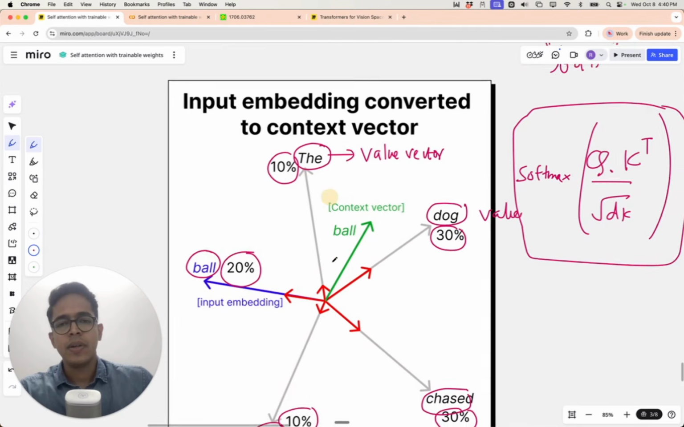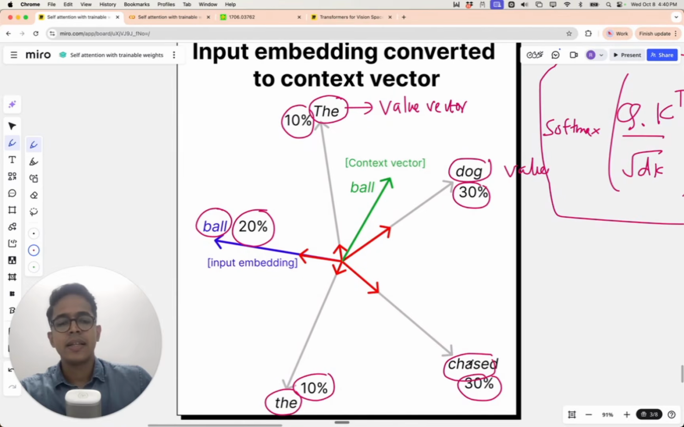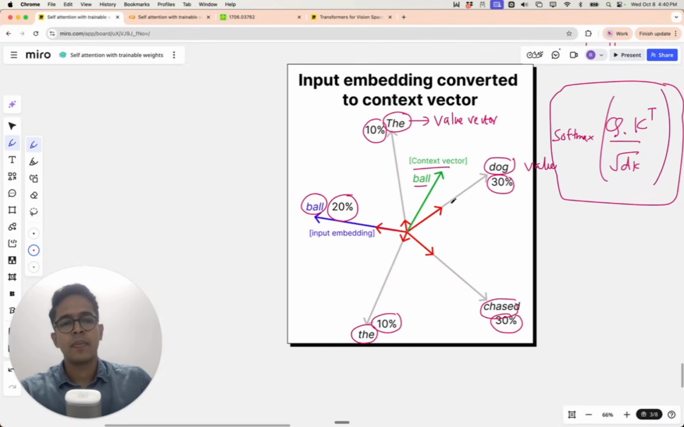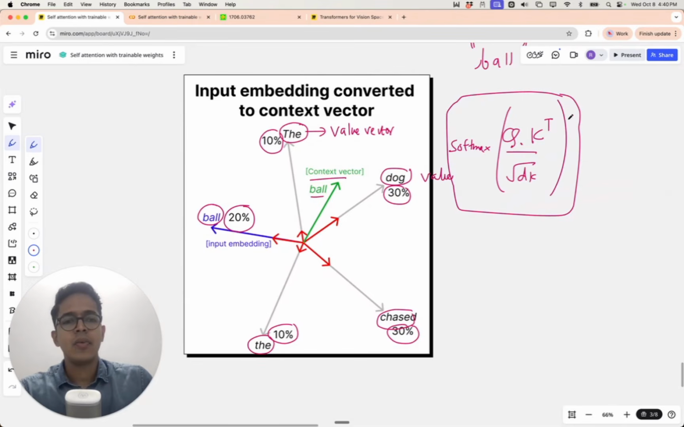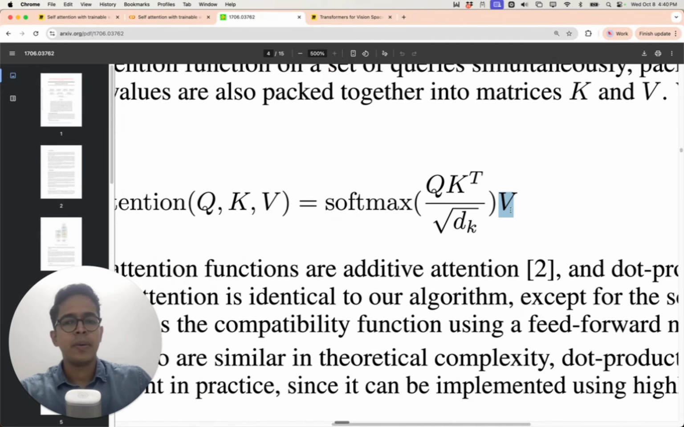Then these value vectors are scaled using these attention weights, and you sum up those weighted vectors to create the context vector for "ball". Basically, whatever you get from this, you multiply that with your value vector. So this is now a matrix; it is not a single vector anymore in this equation. That is what you have in the "Attention Is All You Need" paper.